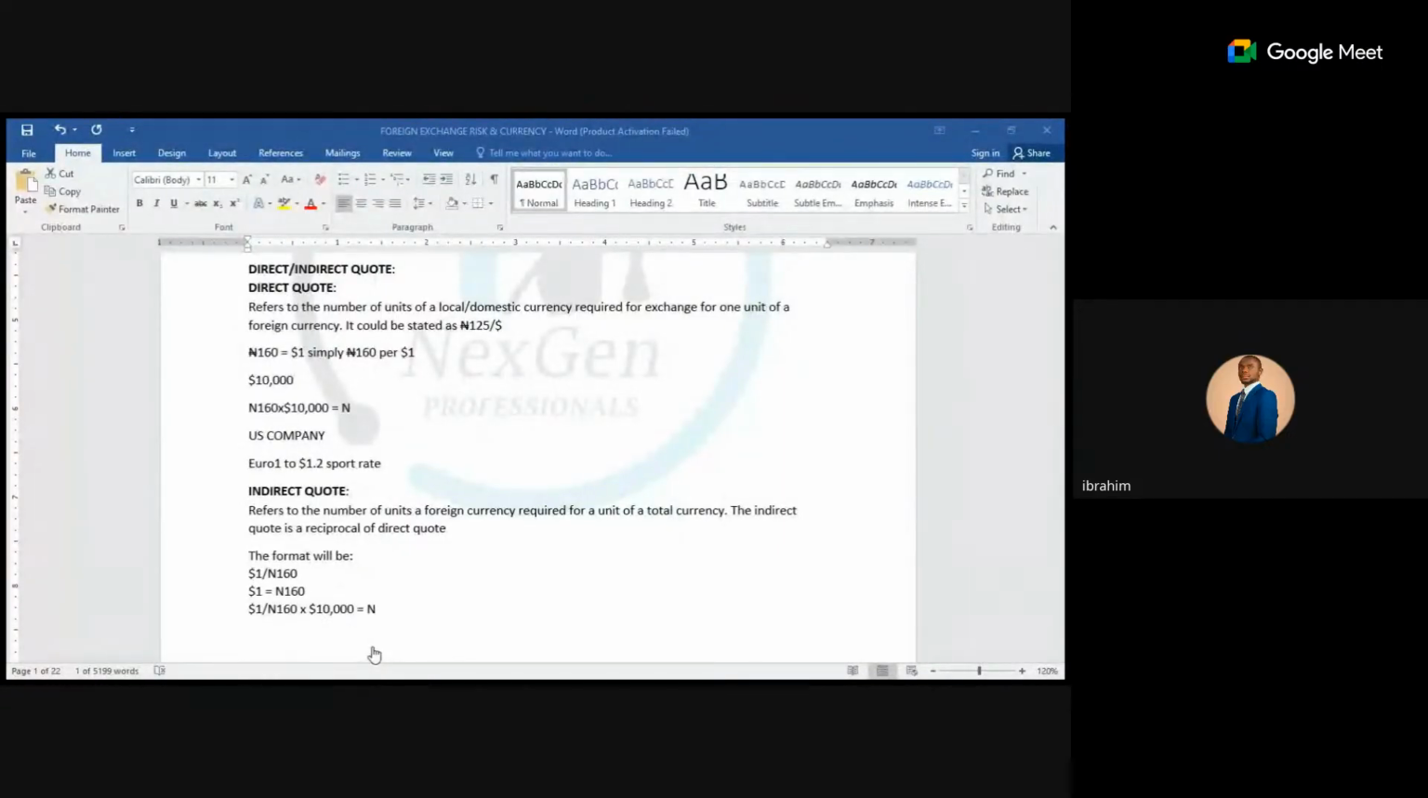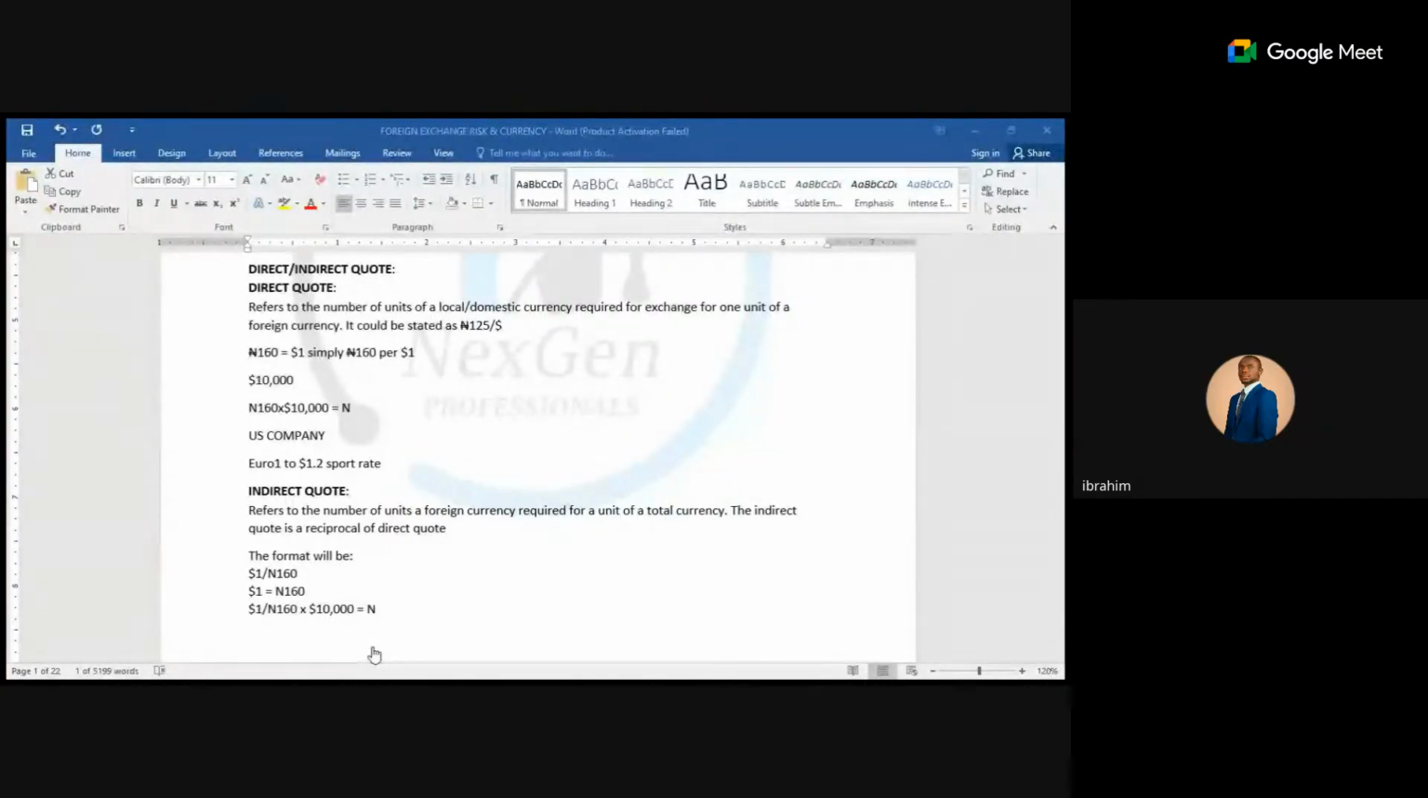I've said this several times: look at the company. Where is the company situated? Is it a Nigerian company? Forget the local or no local; let's talk about the principle. Check where the company is situated. What is the functional currency of that company? This company is US based.